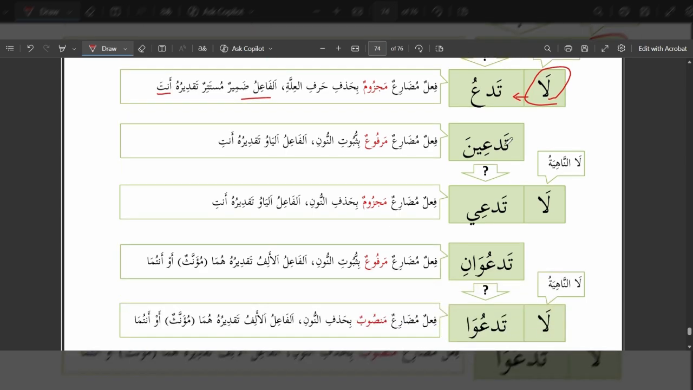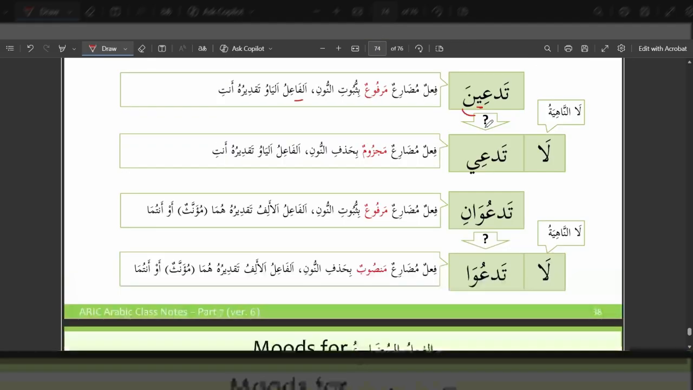Then when we say تدعين, which again means you are calling, female. So when we analyze this, it goes as فعل مضارع مرفوع بثبوت النون. That is, it is present tense in the marfu form in the presence of this noon here. Then the doer, the fa'il, is al-ya'u taqdiruhu anti. So the ya here is the fa'il, which shows us that the pronoun is anti, you, female.